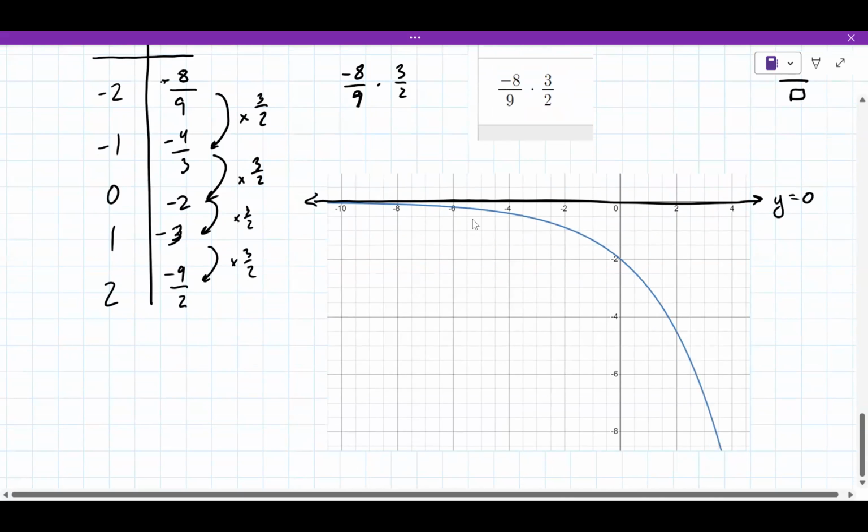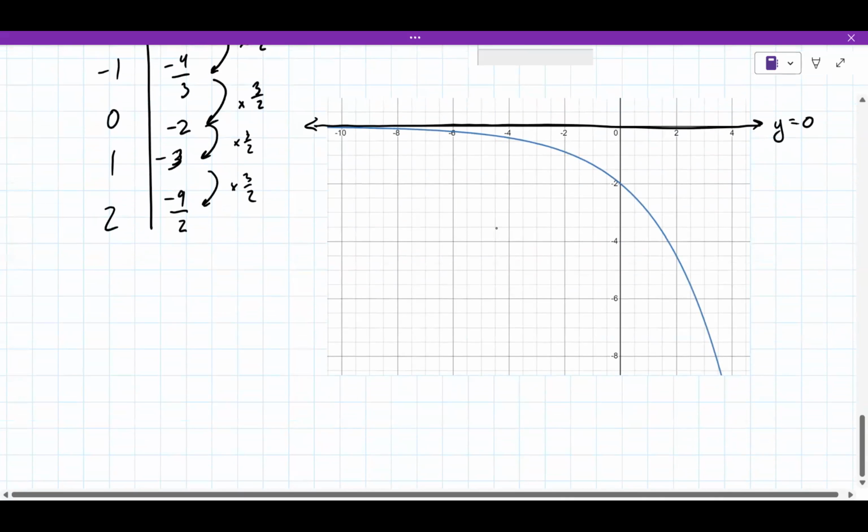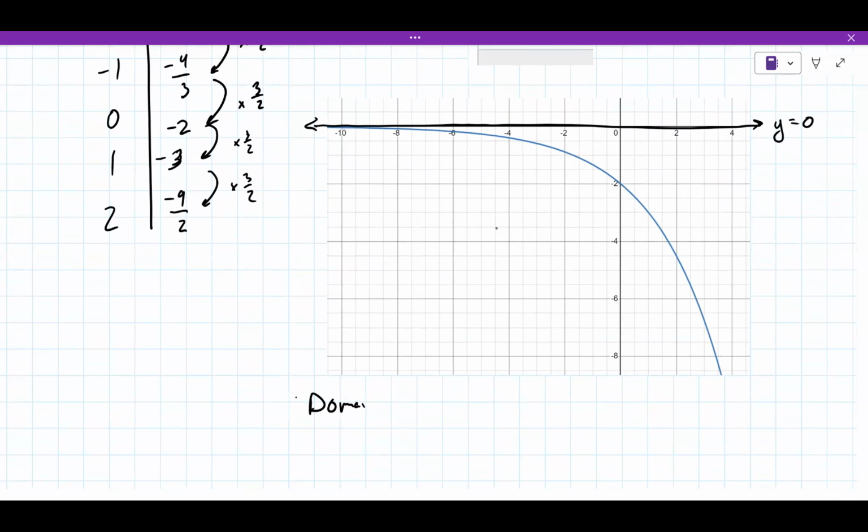Okay. So the next thing we can talk about from the graph is domain and range. What's the domain for every problem we've done? What's the domain for every problem? Okay. The domain is always negative infinity, comma infinity. That's right. It's all real numbers. There's no restrictions.